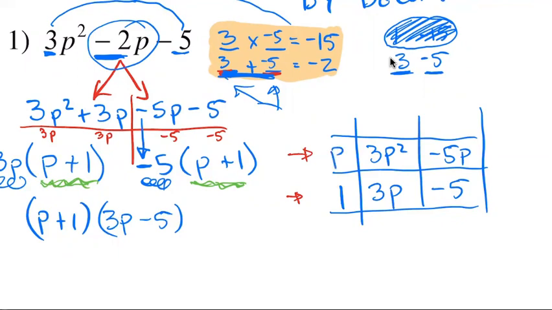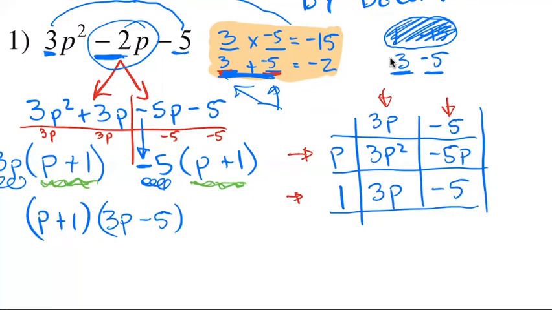Then I go to my columns. I look for my greatest common factor between 3p squared and 3p, and I see that that is 3p. And then my last one, greatest common factor between minus 5p and minus 5, that is a minus 5.